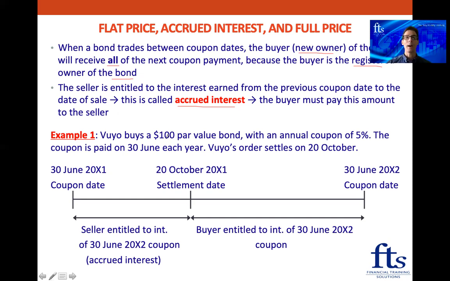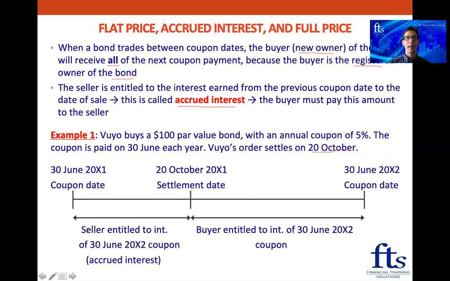So Vuyo buys a $100 par value bond, annual coupon 5%. And the coupon is paid on 30 June each year, and the order settles on 20 October. So this means that the bond is going to be registered in Vuyo's name on 20 October. So here we've just got a little timeline. The first coupon date here is going to be 30 June, let's call it 2001. And then a year later, another coupon will be paid because it's an annual coupon, let's call it 30 June 2002. And now Vuyo's order settles here on 20 October. So that's when the bond is registered in his name.